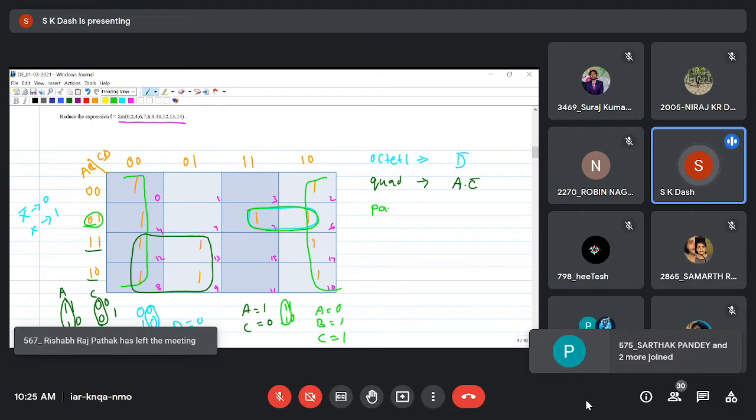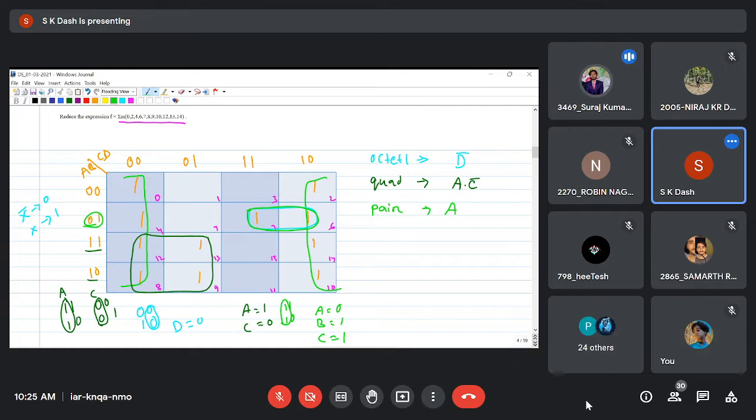So for this pair, what can I write? 0 means A bar or A? A bar, B. Just see this. This is A bar dot B dot C. So what will be the reduced expression? This will be D bar plus A dot C bar plus A bar dot B dot C.